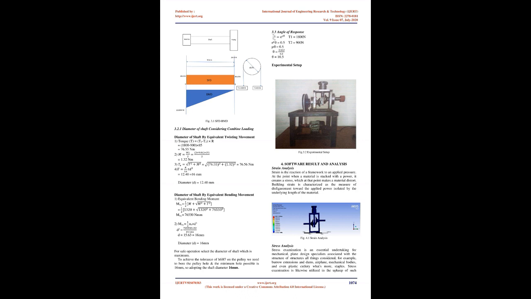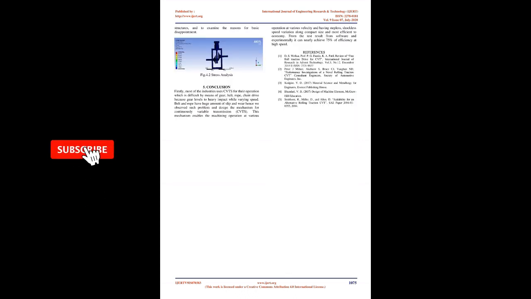3.2 Design of shaft. Referring to the American Society of Mechanical Engineers, ASME, the design of the shaft is done. Since the load on the shaft is mainly due to the machinery, which is not constant, it is very necessary to take proper tolerances and allowance in order to bear the load fluctuations. According to the ASME code, permissible values of shear stress, Fs, may be calculated from the following relations: F max equals 0.18 times Fut, ultimate tensile strength. For safe operation, select the maximum diameter of shaft. To achieve the tolerance of H6 H7 on the pulley, we need to bore the pulley hole, and the minimum hole possible is 16 mm, so we adopt a shaft diameter of 16 mm. 3.3 Angle of response.